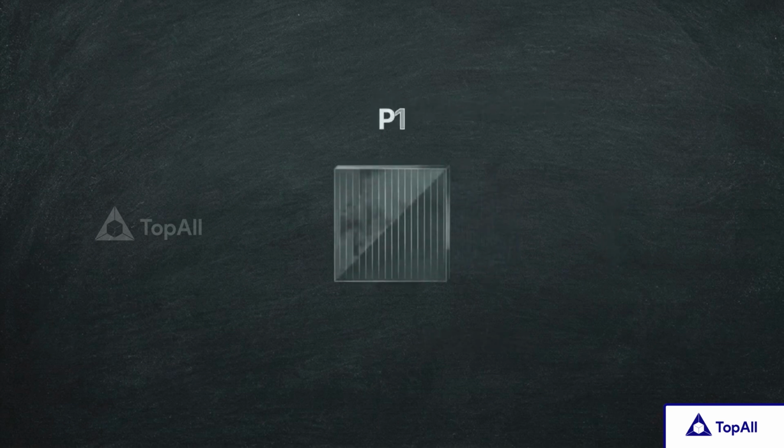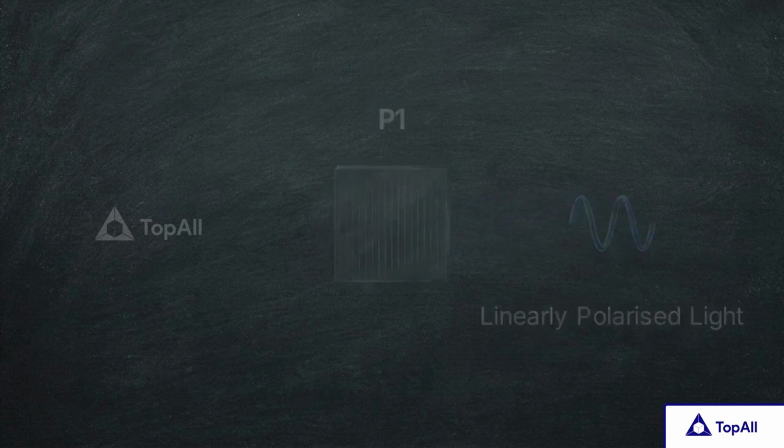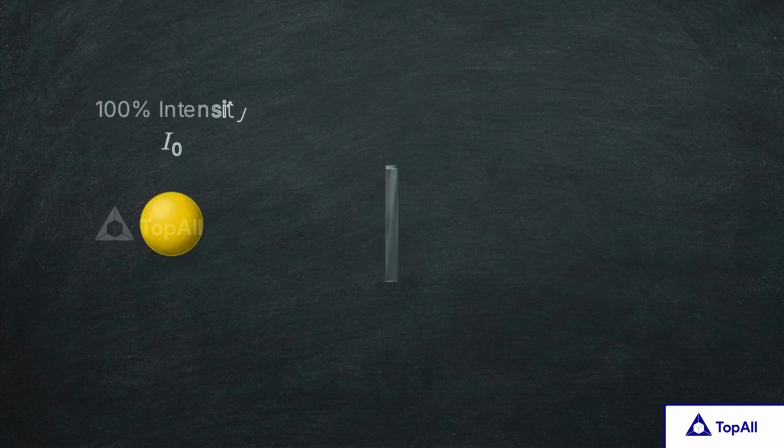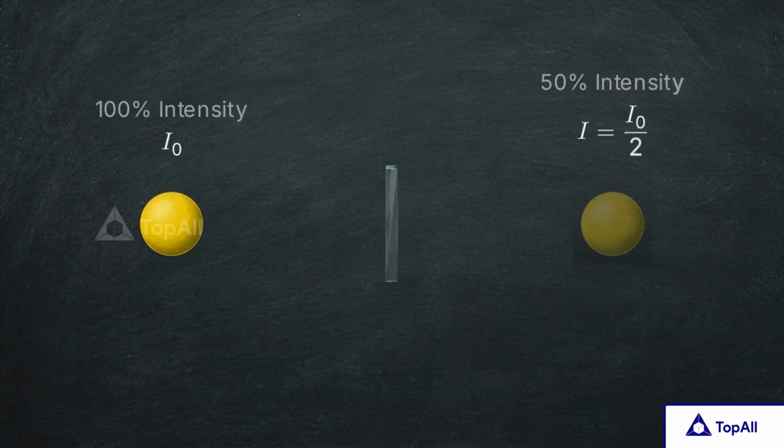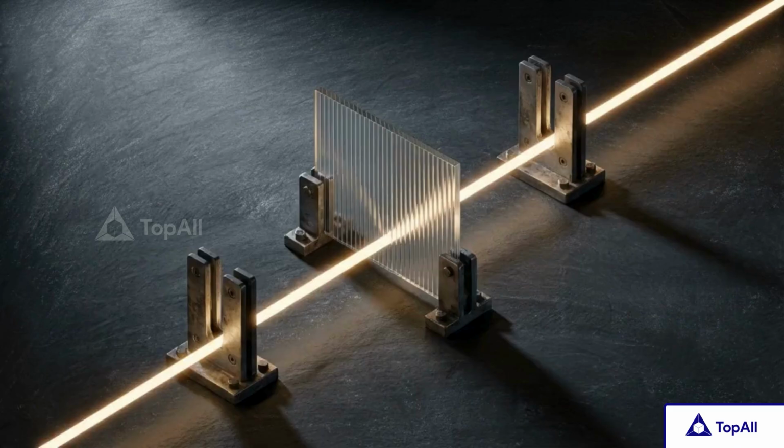When unpolarized light hits the first Polaroid, which we'll call P1, it strips away all the chaotic vectors except those aligned with the pass axis. What emerges is a single, clean plane of linearly polarized light. By forcing the light to vibrate in only one direction, this single sheet of plastic cuts the total intensity of the incoming light exactly in half. This leads to a specific question. What happens to this surviving light if we place a second, identical Polaroid further down the path?